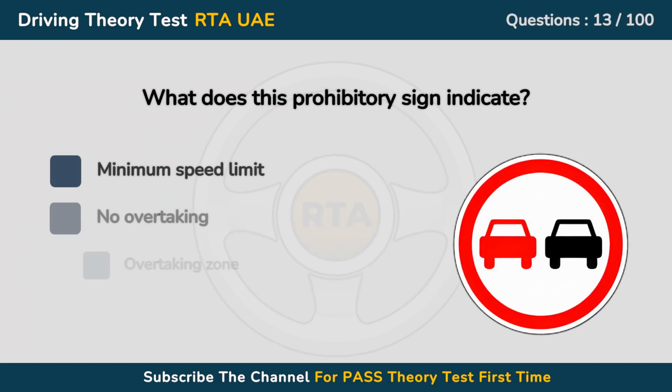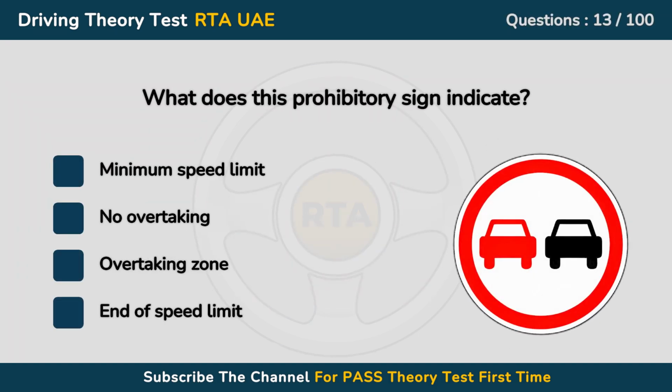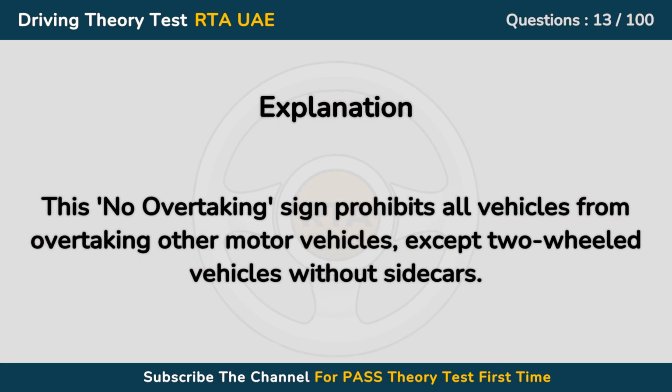Question 13. What does this prohibitory sign indicate? A, minimum speed limit. B, no overtaking. C, overtaking zone. D, end of speed limit. Answer is B, no overtaking. This no overtaking sign prohibits all vehicles from overtaking other motor vehicles, except vehicles without sidecars.